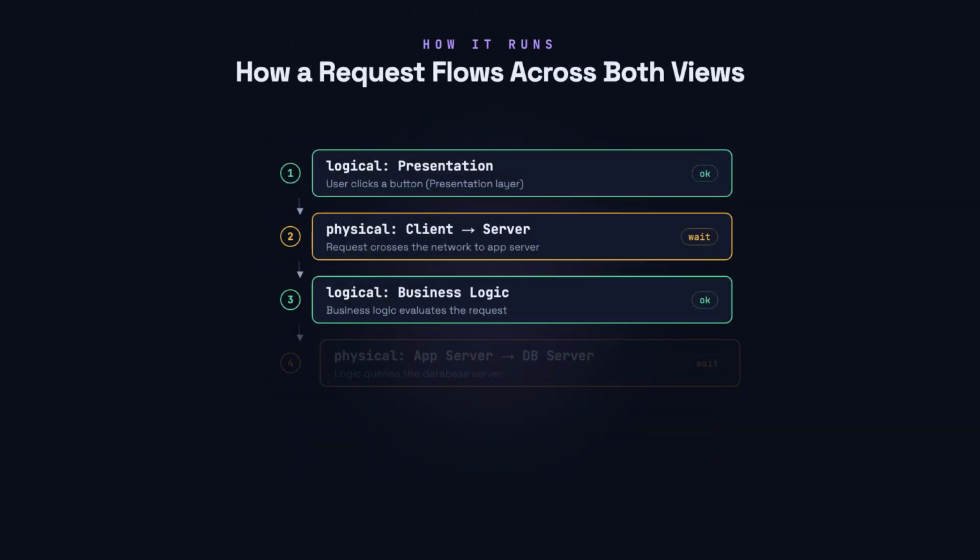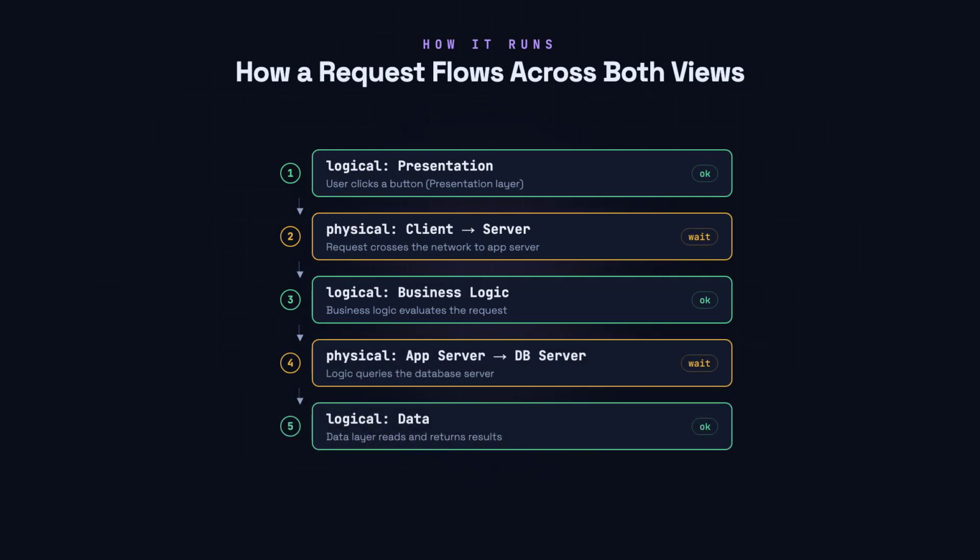Tracing a single request reveals how the 2 views interleave. The request starts at the presentation layer, a logical label for the code handling the user interface. When that code is deployed on a client device, crossing to the business logic means a real network hop to a separate server, that is a physical boundary appearing mid-flow. The logical layers describe what happens. The physical tiers describe where. Both are true simultaneously, and understanding both is what lets you reason about latency, failure points, and scalability.